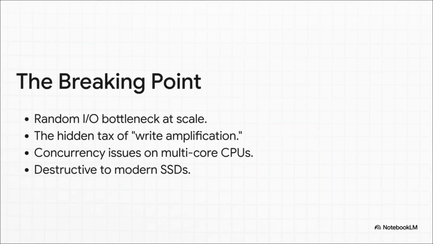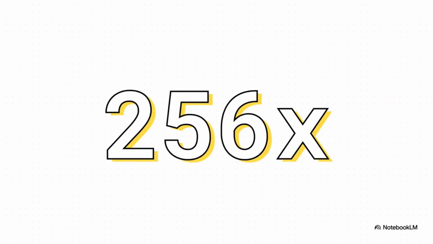But that very design, it became its Achilles heel. At internet scale, every single update became a slow, random disk operation, creating this massive bottleneck. This led to a hidden tax we call write amplification. Not to mention, it caused all sorts of locking headaches on modern multi-core processors. And it was especially bad for the new kid on the block, solid-state drives, which can actually wear out from too many writes. So just how bad was this problem?